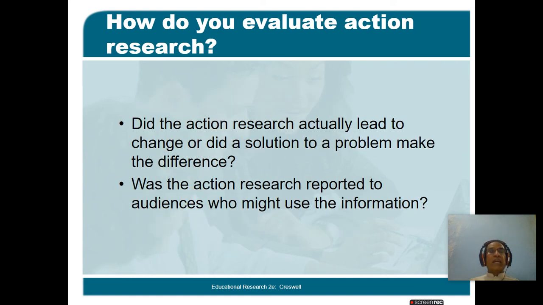How do we evaluate action research? Does action research actually lead to change, a day-to-day solution to the problem, making a difference? Was the action research reported to an audience who might use the information? It's the responsibility of the action researcher to share the information with the other people with whom he is going to conduct the research.